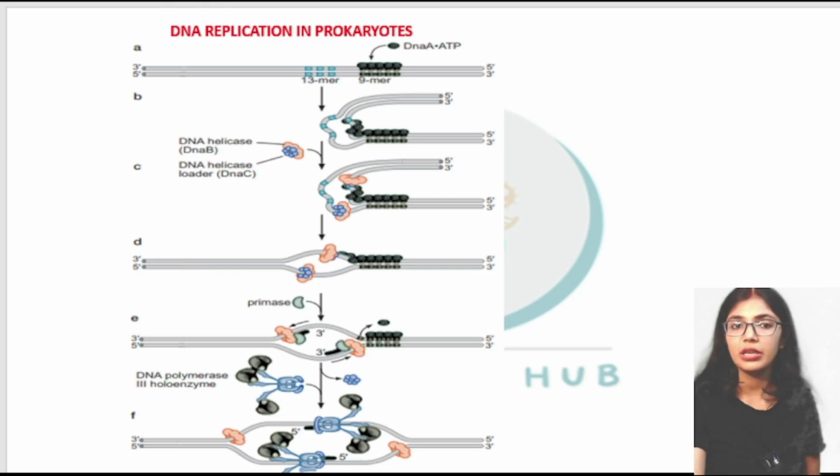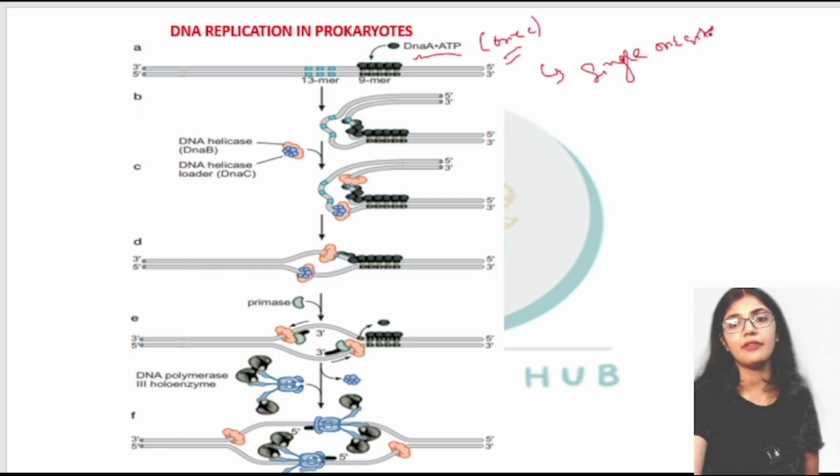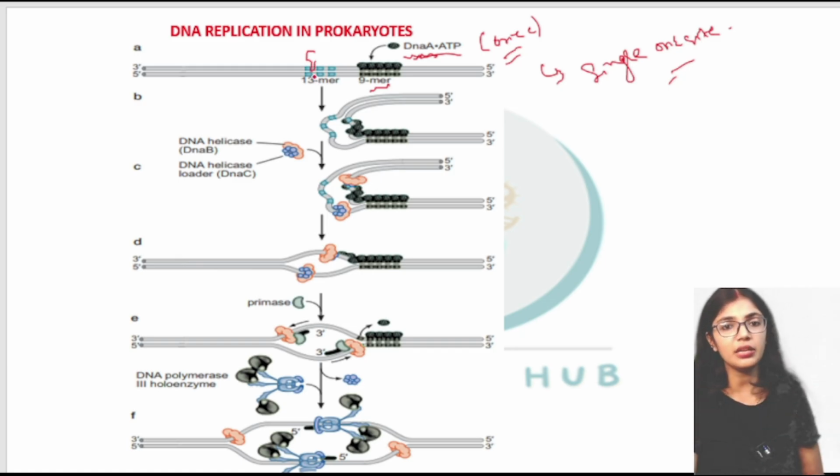Here there is a protein known as DnaA, which is an initiator protein. This DnaA binds in the oriC site, and in prokaryotes there is only a single oriC site, a single replicon site. So the DnaA protein comes and binds in the 9-mer sequence, and the helicase work, or the unwinding, starts from the 13-mer sequence.